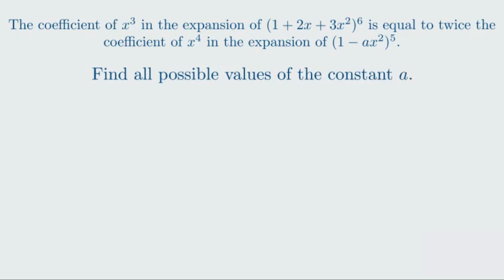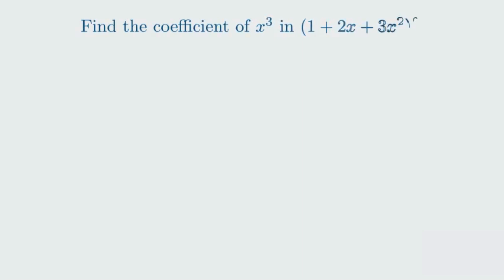So, we have two separate expansion problems that we need to solve to find our final answer. Let's begin with the first part of the problem. Our objective is to find the coefficient of x cubed in the expansion of 1 plus 2x plus 3x squared, all to the power of 6. This is a trinomial expansion.